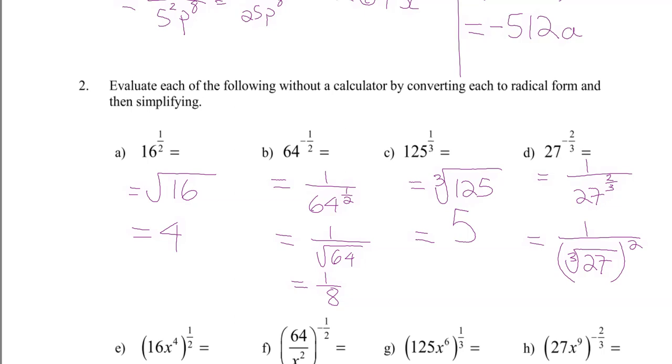Okay. Now I could do the squaring first. I could go 27 squared, and then we could take its cube root, but this is easier to do, right? It's easier, we don't need a calculator, because it says without a calculator. So the cube root of 27 is 3, that's being squared, so 1 over 9.